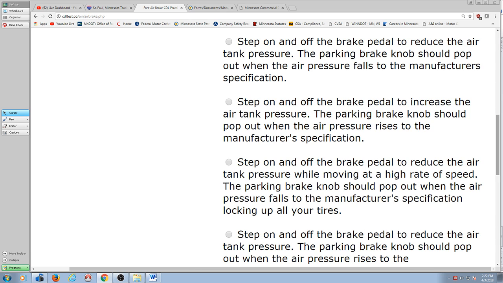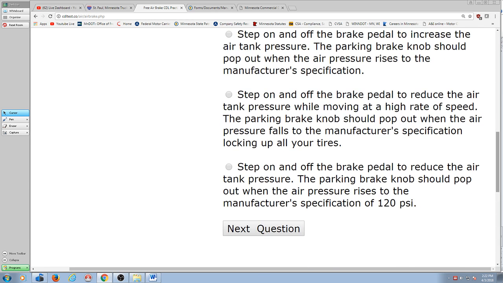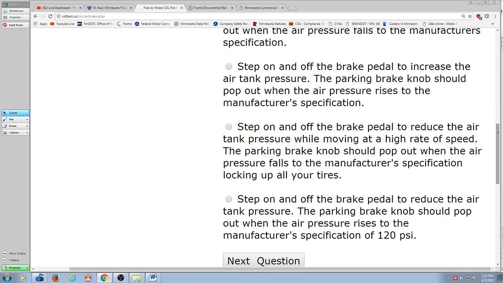Okay, we can automatically eliminate a couple of these right off the bat. Step on and off the brake pedal to reduce the air tank pressure. The parking brake knob should pop out when the air pressure rises to the manufacturer's specifications of 120 psi. Before we say the answer, what can we eliminate right off the bat? Anything that says rising. So let's go and check. Step on and off the brake to reduce, so not D. Oh, B is the one that was talking about increase.